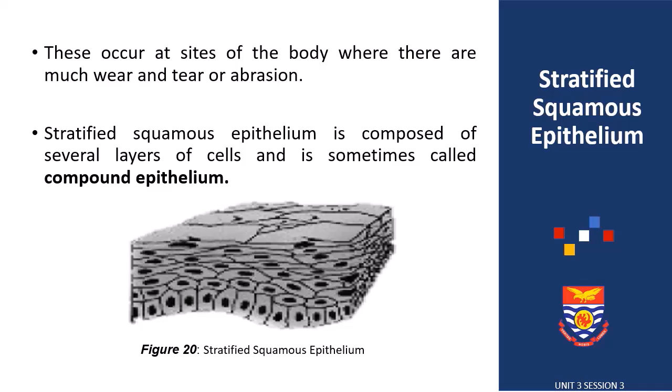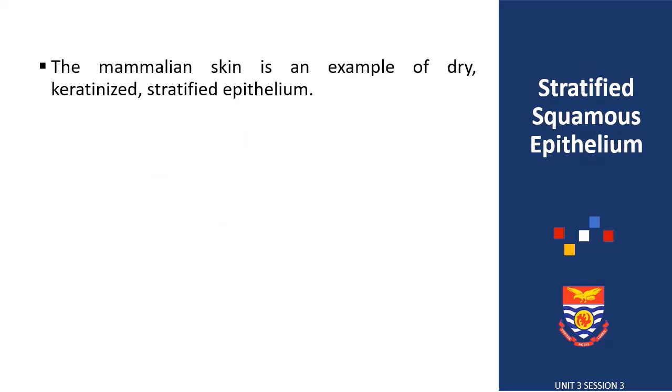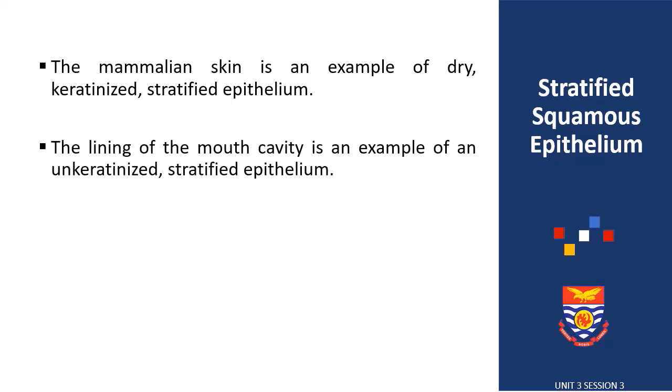The upper cells are flat and scaly, and they may or may not be keratinized. The keratinization is a result of the presence of a tough resistant protein called keratin. For instance, the mammalian skin is an example of dry keratinized stratified epithelium. An example of unkeratinized stratified epithelium is found in the lining of the mouth cavity.